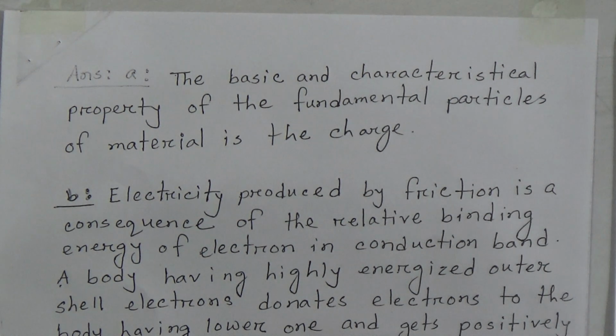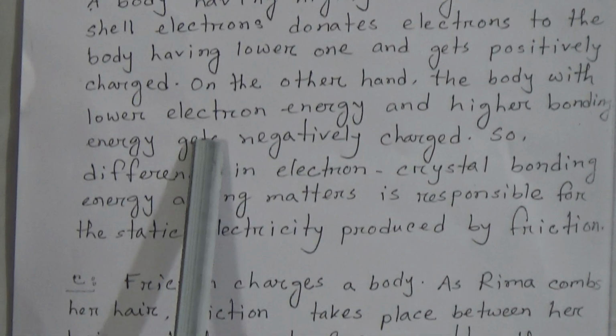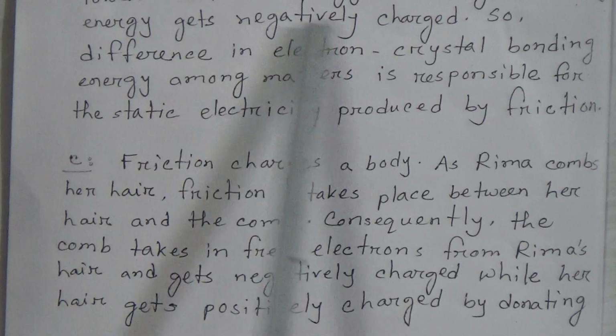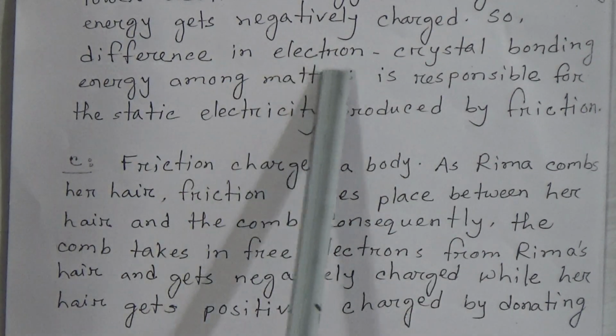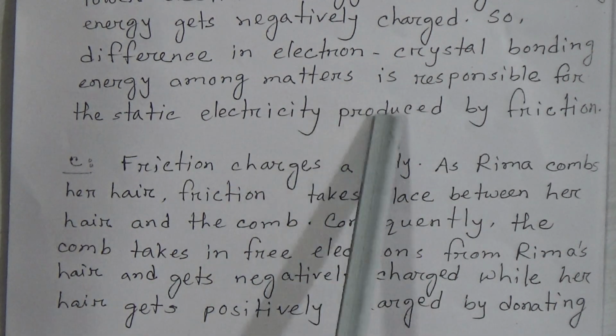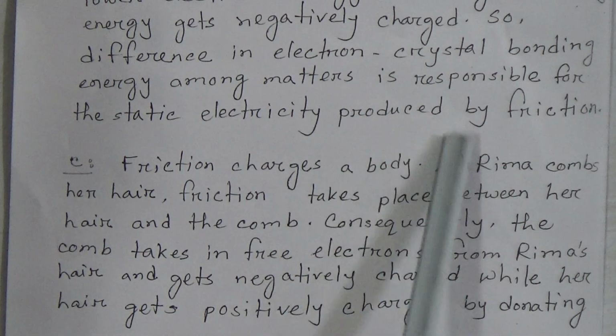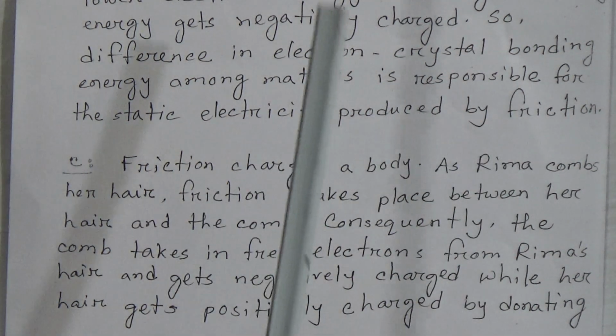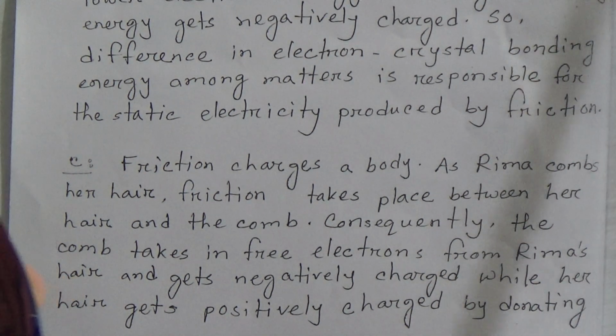Question number B, explain why an object is charged by friction. Electricity produced by friction is a consequence of the relative binding energy of electron in conduction band. A body having highly energized outer shell electrons donates electron to the body having lower one and gets positively charged. On the other hand, the body with lower electron energy and higher bonding energy gets negatively charged. So, difference in electron crystal bonding energy among metals is responsible for the static electricity produced by friction. My dear students, I hope all of you have understood this question answer, why an object is charged by friction.